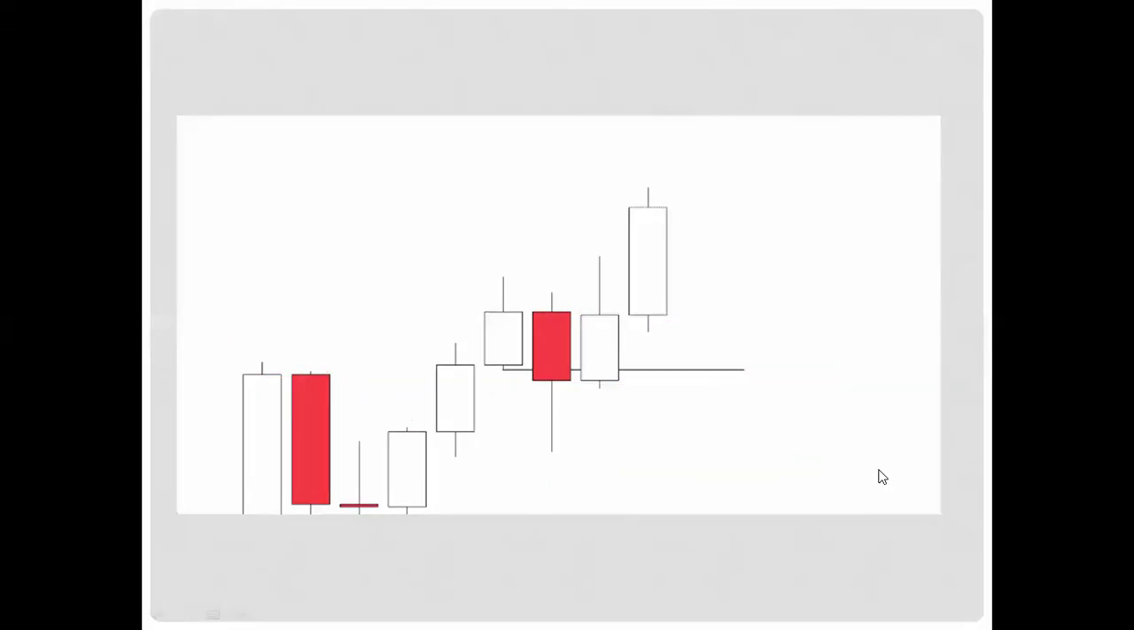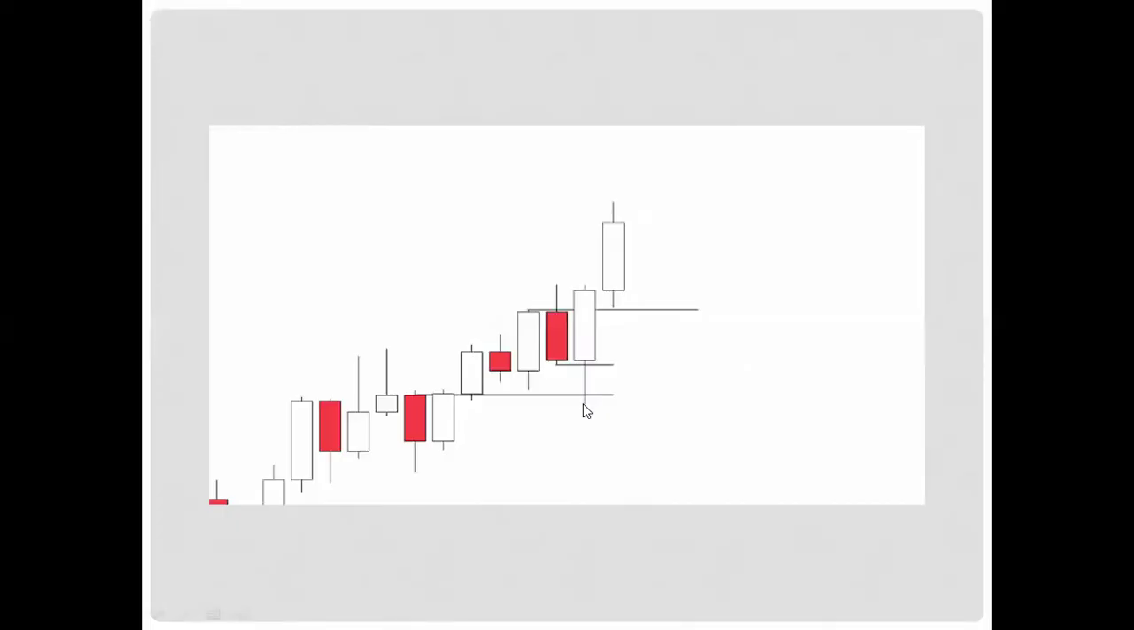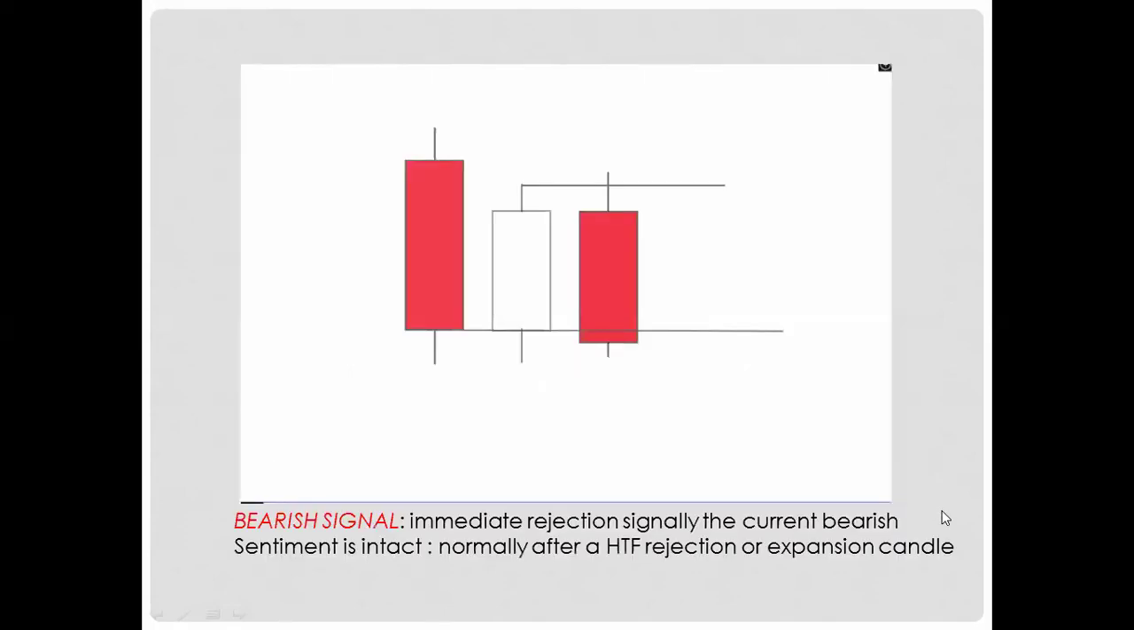Let's get another example. We are collecting liquidity from a previous candle low, rejecting from another block, and engulfing. This is easy. Remember, the previous day candle must close as a bullish candle, or must close as a rejection candle. So this is the bearish example. Bearish signal, immediate rejection signaling what? This is just immediate rejection.